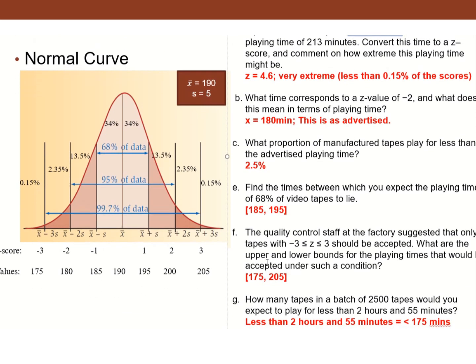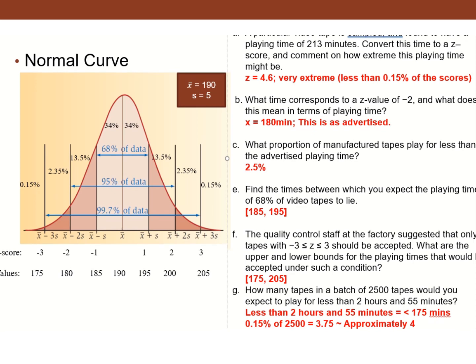Quality control staff at a factory suggested that only tapes within -3 and 3 are going to be accepted. So they are only accepting between -3 and 3. So what are the values? 175 to 205. How many batches is 2,500? Tapes would expect to play less than that many hours. So you change the hours to minutes, you will get less than 175 minutes, which is this 0.15%. You times 2,500, you'll get 3.75, which is approximately 4.